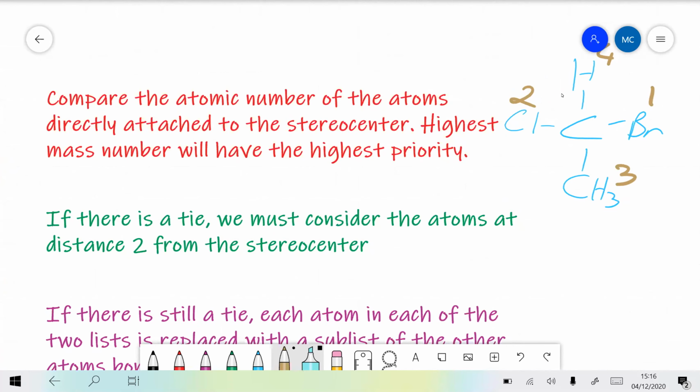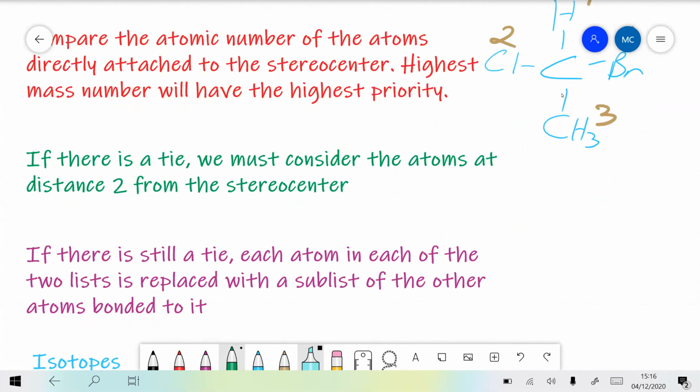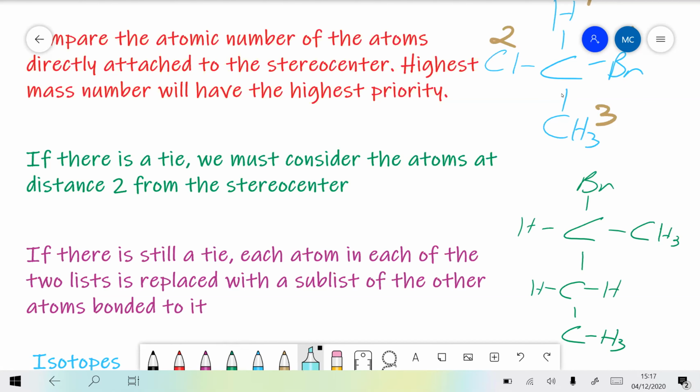If there is a tie, we have to look at what's happening in the tie. Okay? So we have to consider atoms that are a distance of 2 away. So these 2 carbons are tied, but one of them has a hydrogen and the other one does not, yes?